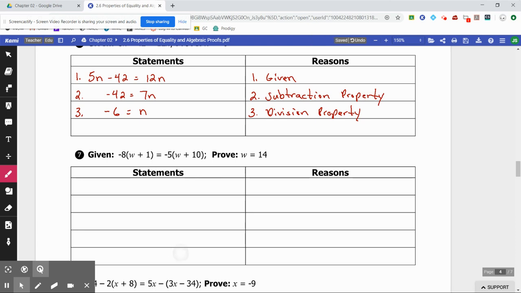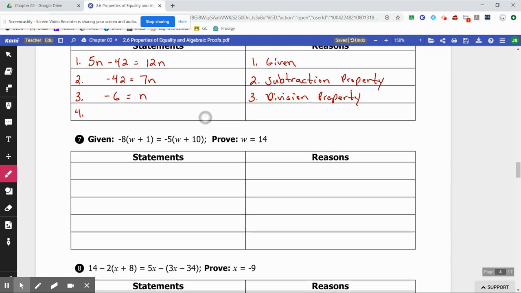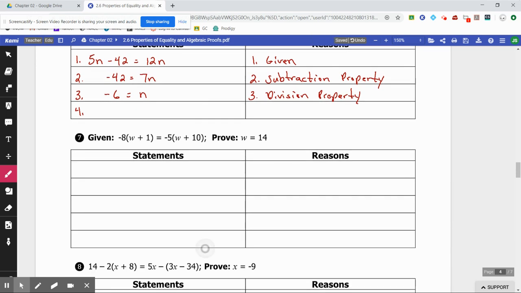Okay, last step. I'm trying to prove that n equals negative 6, and I have negative 6 equals n. So I've got to change sides. So I can flip that around. If negative 6 is equal to n, then I know that n is equal to negative 6 by the symmetric property.